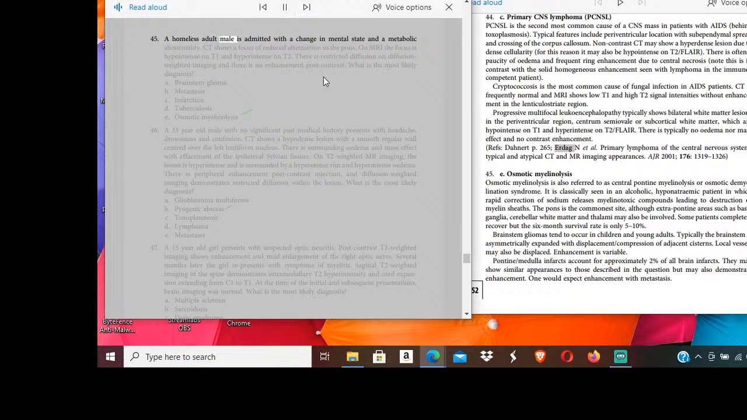45. A homeless adult male is admitted with a change in mental state and a metabolic abnormality. CT shows a focus of reduced attenuation in the pons. On MRI the focus is hypointense on T1 and hyperintense on T2. There is restricted diffusion on diffusion-weighted imaging, and there is no enhancement post-contrast. What is the most likely diagnosis? A. Brainstem glioma, B. Metastasis, C. Infarction, D. Tuberculosis, E. Osmotic myelinolysis.